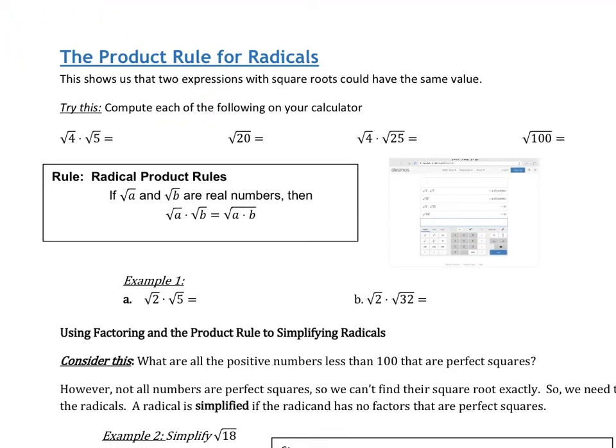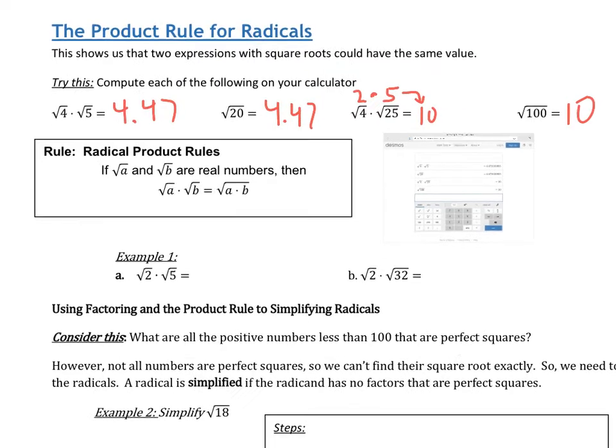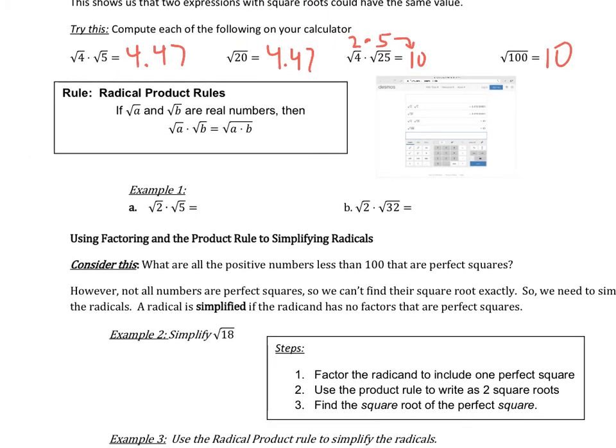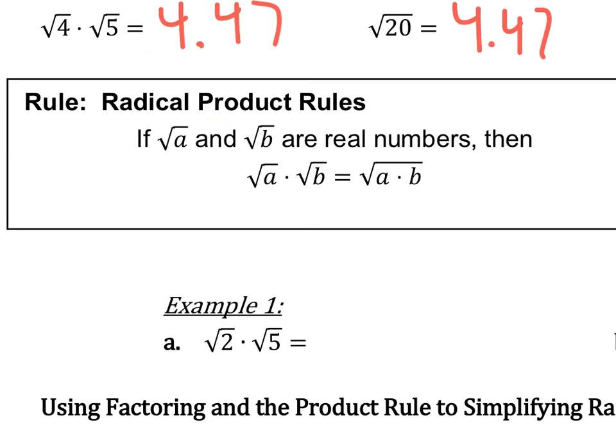This was about 4.47 here. Both of these were. And the decimals were exact as we saw. This came out to be 10, and this came out to be 10. Well, notice that 4 times 5 is 20, and 4 times 25 is 100. So we could either put them together and then square root, or we know the square root of 4 is 2, the square root of 25 is 5, and 2 times 5 is 10.